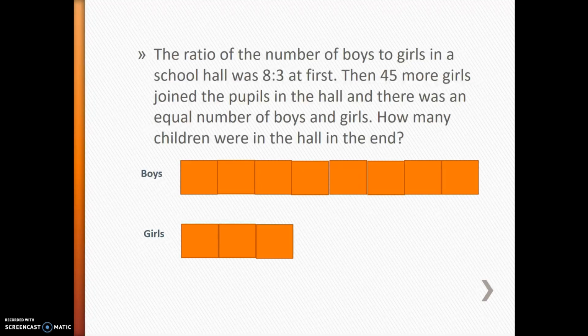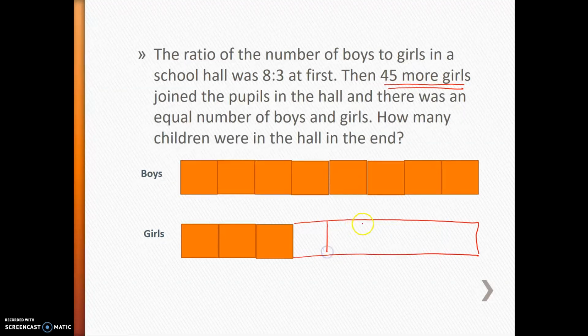Okay, well, I've got my before situation modeled already here, so I've got 8 units of boys and 3 units of girls. Then it says 45 more girls join. So no boys are going to join, right? And then there was an equal number of boys to girls. So obviously, girls' units are going to catch up to boys. So if girls have 3 now, they're going to add 5, aren't they? And we know that those 5 units have to equal 45.